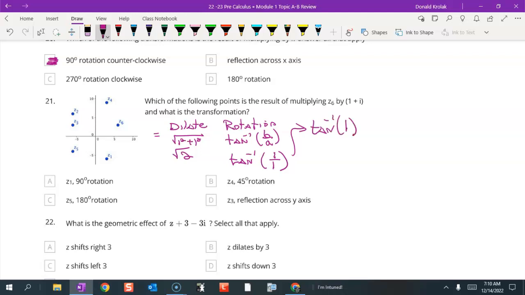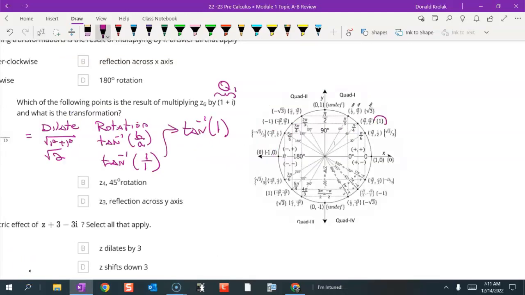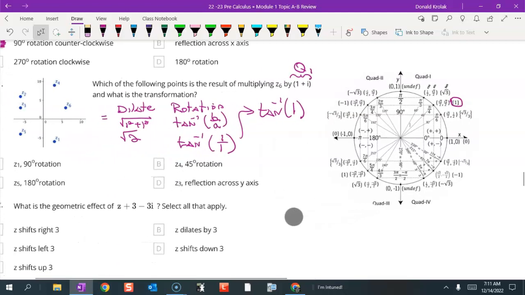Arctan 1. Okay, this is in quadrant 1. So I go to my unit circle and I find where the tangent is 1 in quadrant 1. So there it is. That would be 45 degrees counterclockwise. So right here.